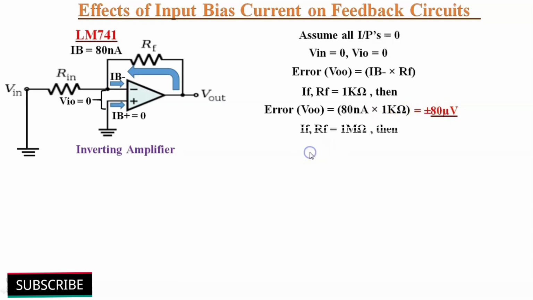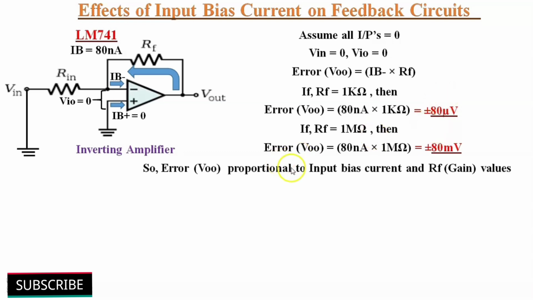If the RF value is 1 mega ohm, then the error or output offset voltage VOO is equal to 80 nanoamperes into 1 mega ohm. That comes to plus or minus 80 millivolts. So the error or output offset voltage is proportional to input bias current and feedback resistor RF, or gain values. If the gain of this inverting amplifier is increased, then the error or output offset voltage will also increase.